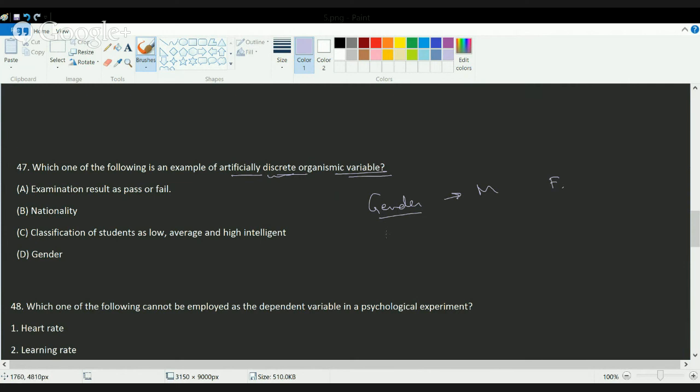Age, I can say, is a kind of discrete variable to some extent, but intelligence is usually a continuous variable. In this case, I am trying to make it discrete because I am classifying it into three ways: low, average, and high. So I am classifying intelligence into three parameters, and therefore it is artificially discrete. Originally it should be a continuous variable, but here I am artificially making it discrete. So the correct answer here would be C.